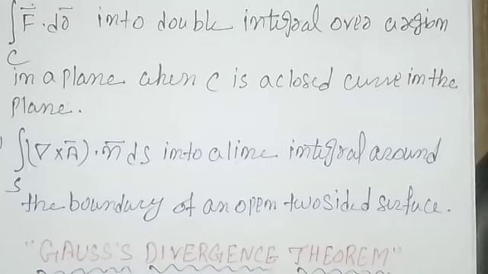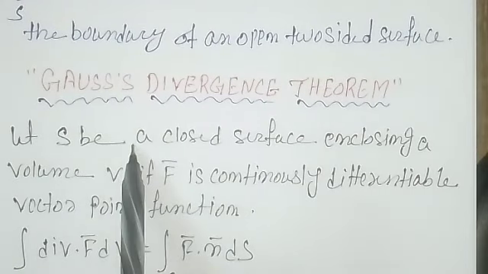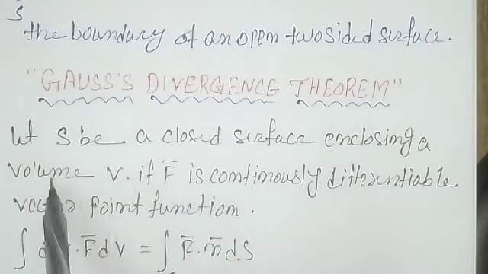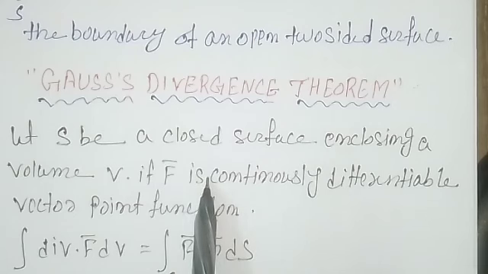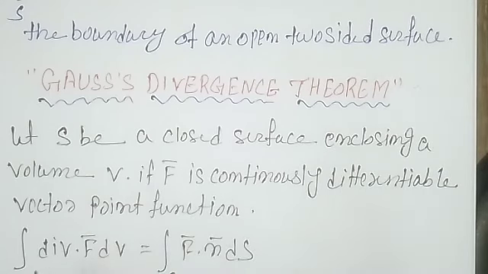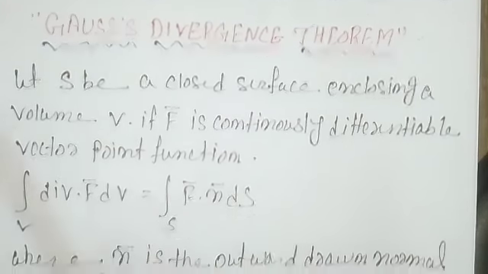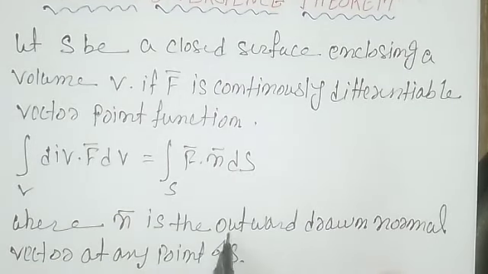So first of all, we will see the first integral theorem, the Gauss Divergence Theorem. Let S be a closed surface enclosing a volume V. If f is a continuously differentiable vector point function, then the integration of divergence of f dV is equal to the integration of f dot n dS, where n is the outward drawn normal vector at any point of S.